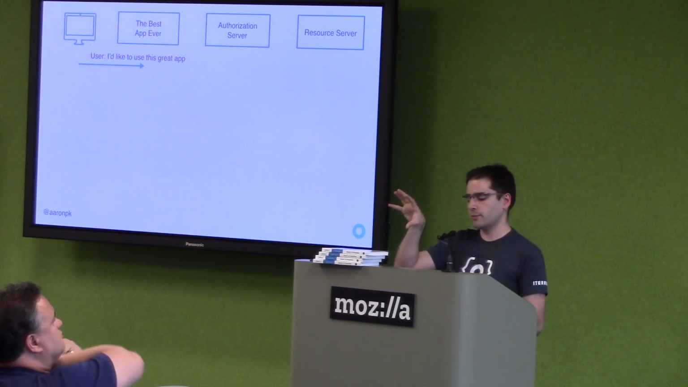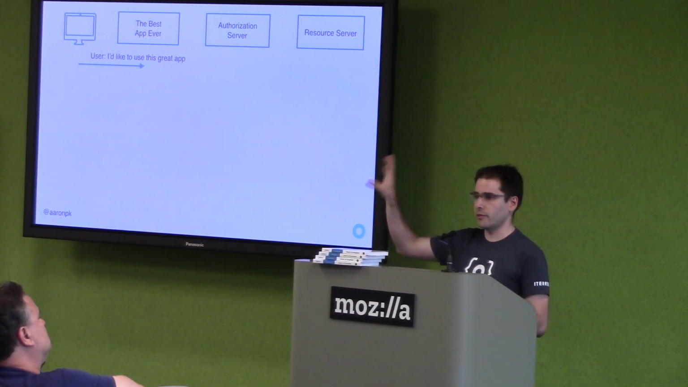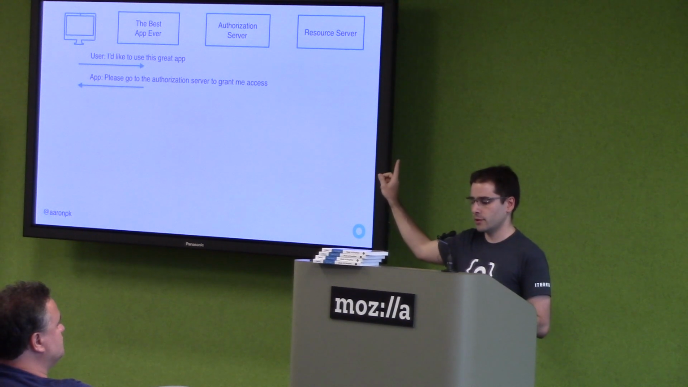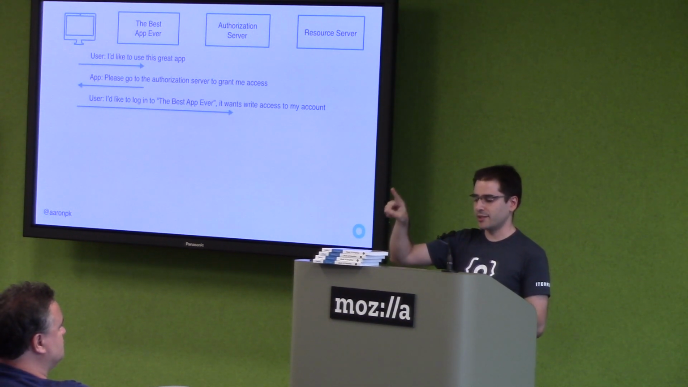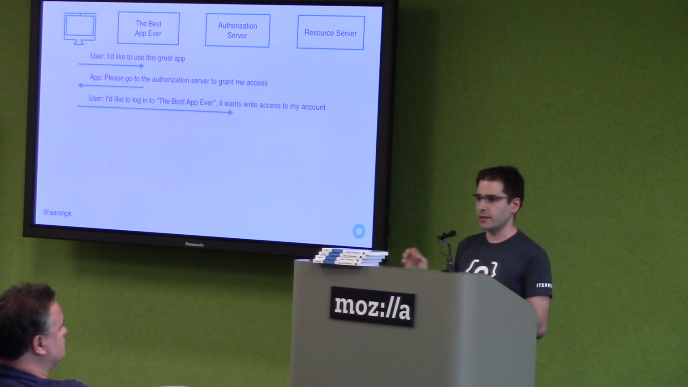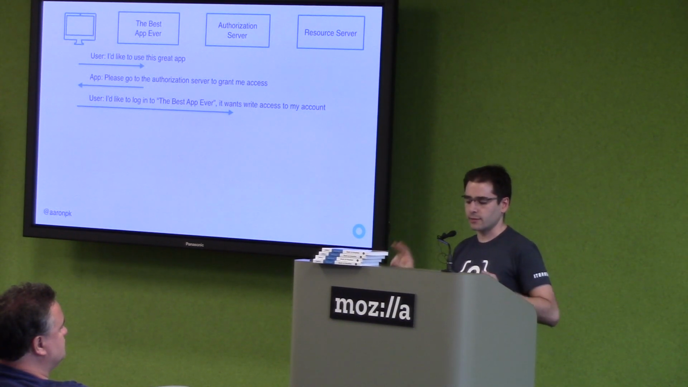So the person in front of the computer says, hey, I'm going to use this cool app. They're on the app's website, and there's like a login button. The app says, great, please go to the authorization server to let me have access. The user then gets sent to the authorization server, accounts like google.com, for example, and in that URL, there's information that essentially says, I'd like to log into the best app ever. It wants write access to my account.